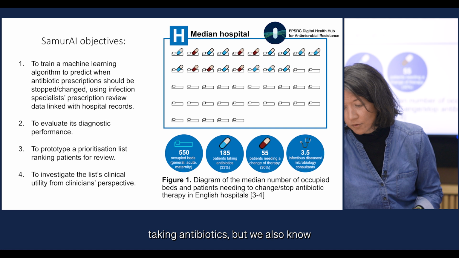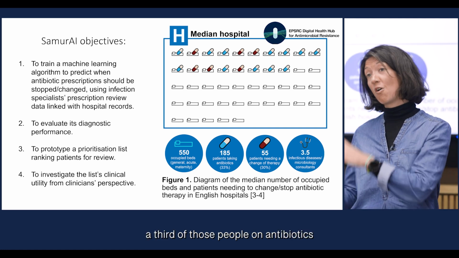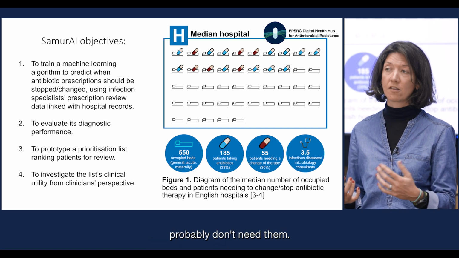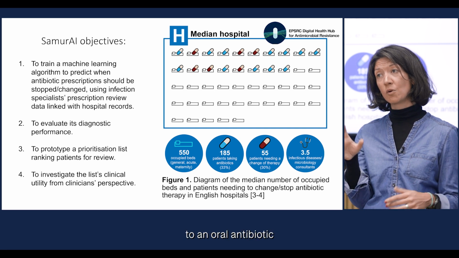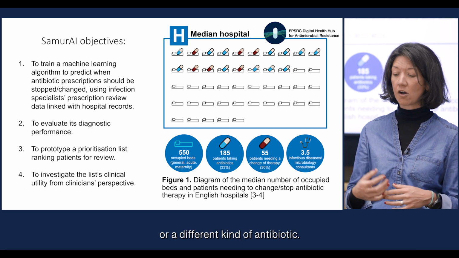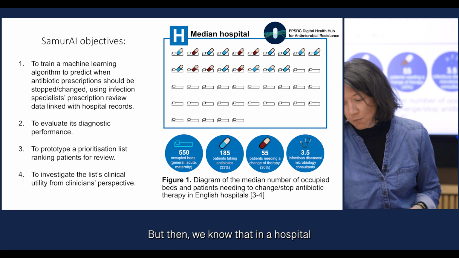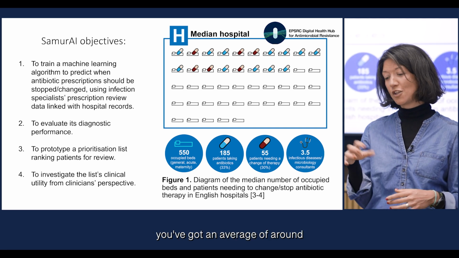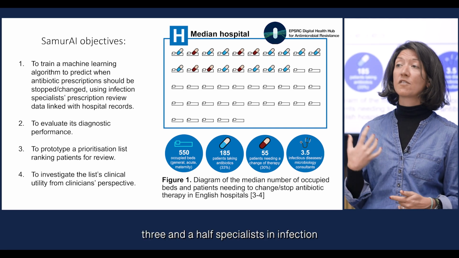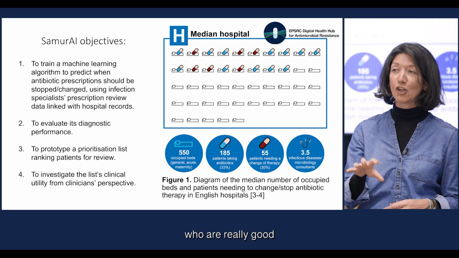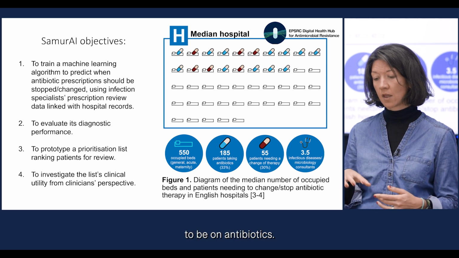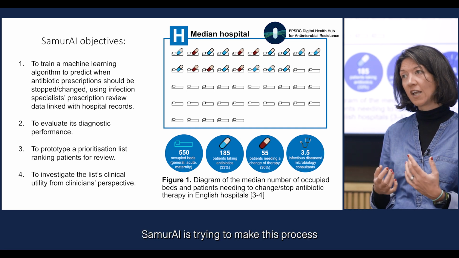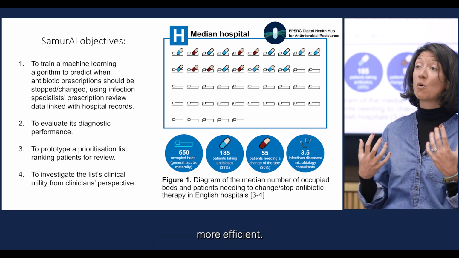But we also know that around a third of those people on antibiotics probably don't need them. They either don't need to be on them at all, or they would benefit from being switched to an oral antibiotic or a different kind of antibiotic. But then we know that in a hospital, you've got an average of around 3.5 specialists in infection who are really good at working out who does or doesn't need to be on antibiotics. And so the idea behind Samurai is trying to make this process more efficient.